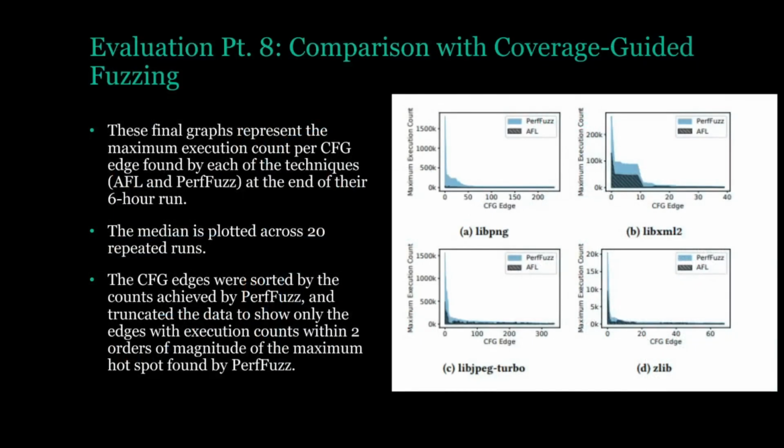Okay, so comparison with coverage-guided fuzzing. These final graphs represented the maximum execution count per CFG edge found by each of the techniques, AFL and PerfFuzz, at the end of their 6-hour run. The omitted tails of the distributions are basically indistinguishable. The median is plotted across 20 repeated runs.